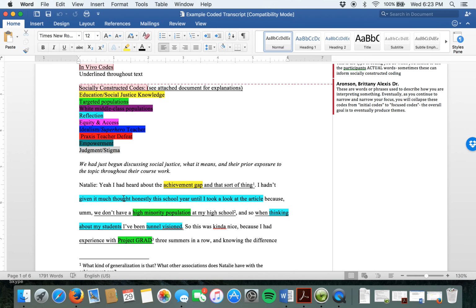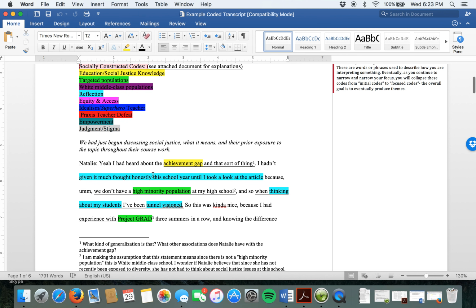You can also see that I went through and saw a lot of reflection. That was part of the reflective part of the process, something that came out of this study. And so her saying, I haven't given it much thought, honestly, until I took a look at the article, well, that's a form of reflection. So that's what I coded that. She's thinking about what she's reading and processing, how this might turn into the school. So I'm going to call this reflection.